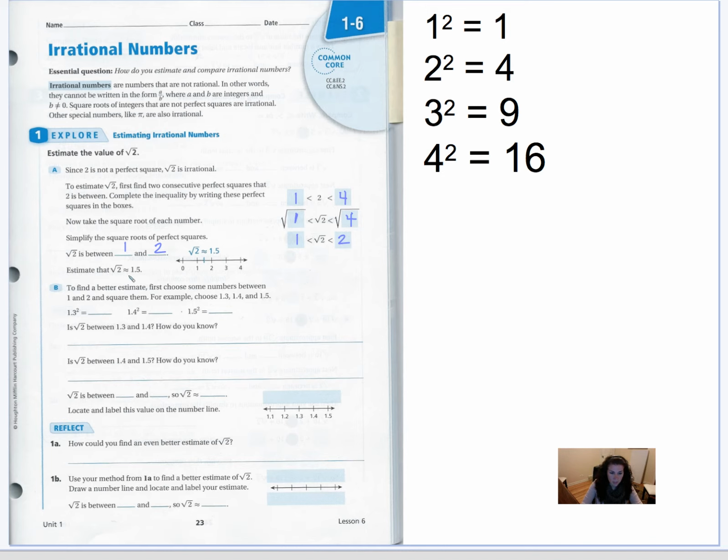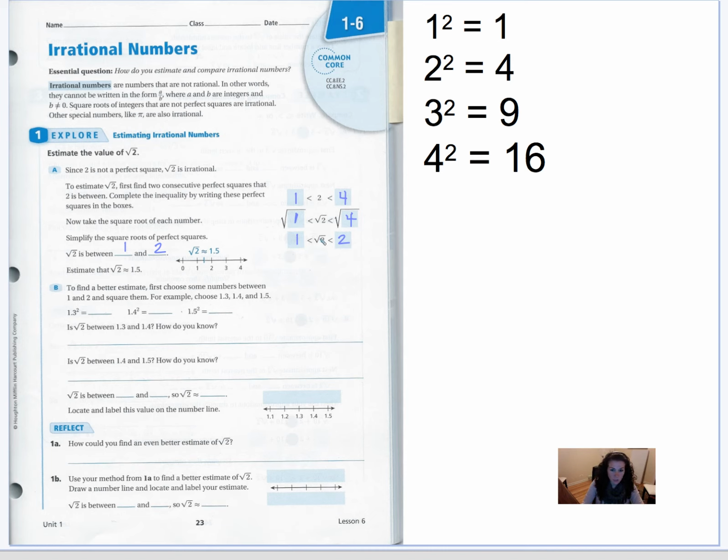So here they estimate that the square root of 2 is about 1.5, and they plot it on the number line. But for part B, it says to find a better estimate, first choose some numbers between 1 and 2 and square them. For example, choose 1.3, 1.4, and 1.5. Now they just guessed these numbers. They might not be correct, but we'll try them.